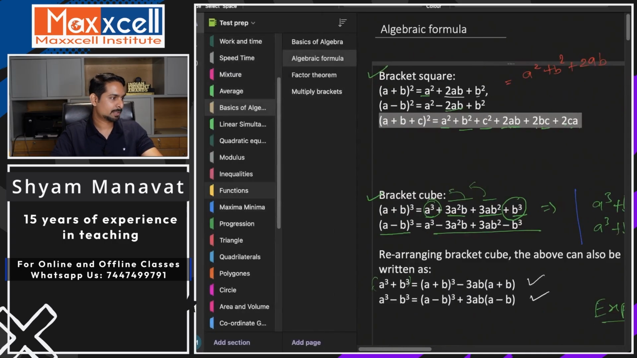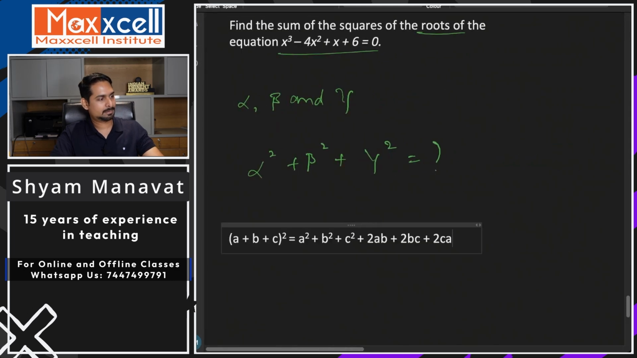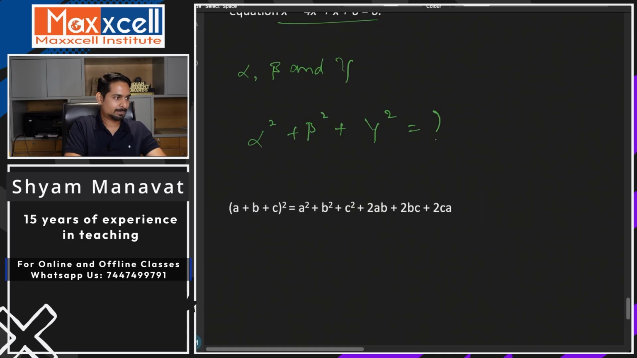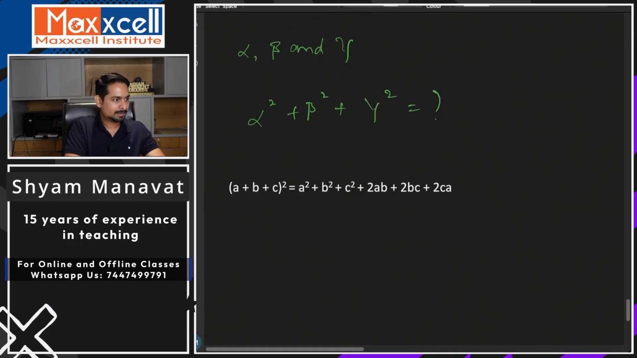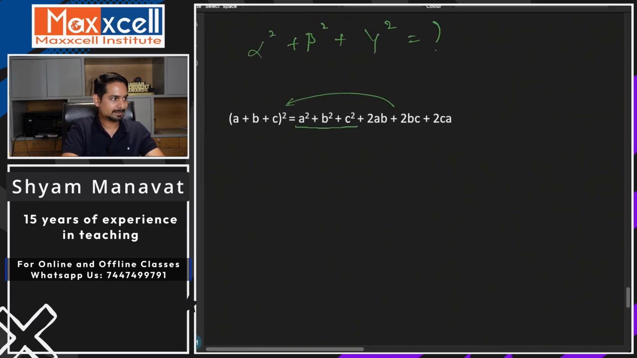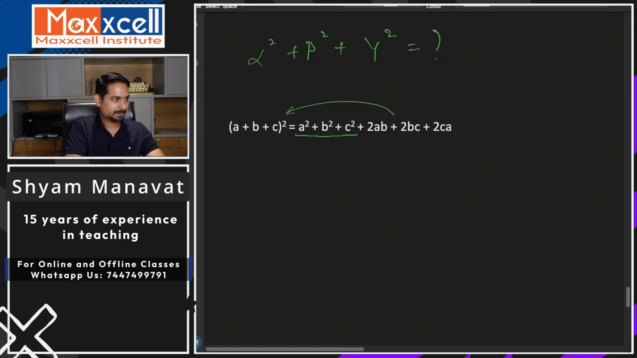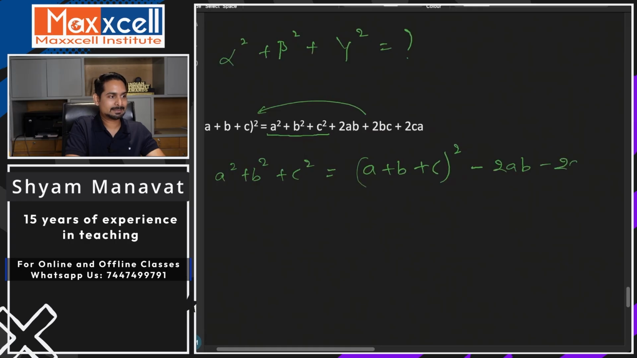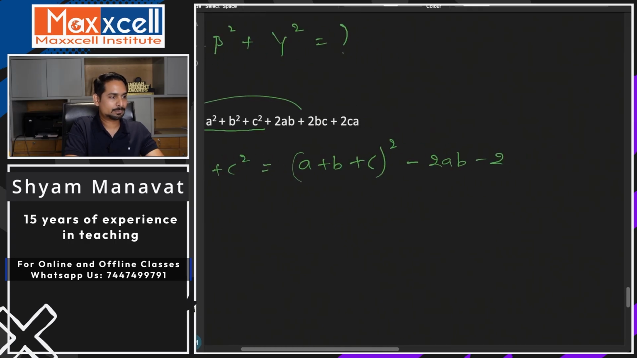Now see how am I going to use it here. So instead of ABC I have alpha, beta, gamma. So can I say this is your alpha square plus beta square plus gamma square, and if I take this remaining part to the other side, see how it will look like. I hope you are following this. So modifying this formula, I can say A square plus B square plus C square as A plus B plus C whole square minus 2AB minus 2AC minus 2BC minus 2CA. Right?